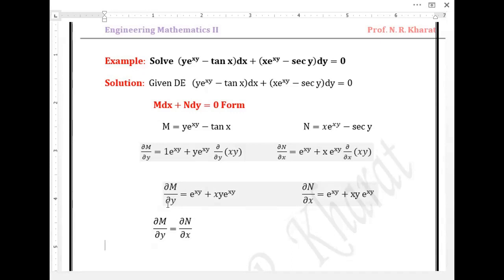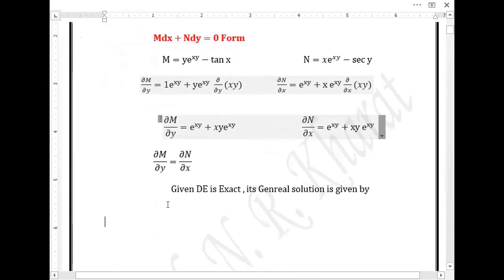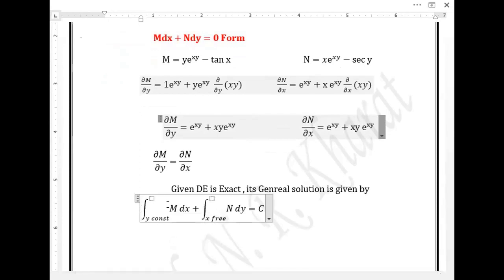So we say that the given differential equation is exact, so we can find its general solution by using either rule number 1 or rule number 2. We will use rule number 1 here. The rule number 1 indicates the integration of your m with respect to x, keeping y constant, and the integration of your n terms that do not contain x with respect to y.